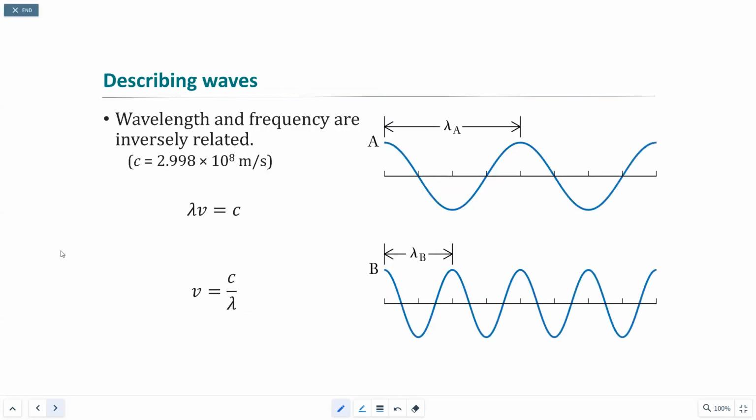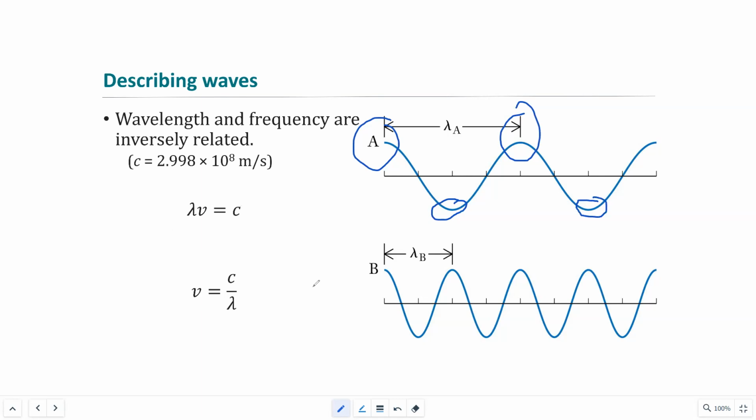Now, all electromagnetic radiation can be described in two different ways, using something called wavelength, being the distance between a wave's peaks or between its troughs, like so.